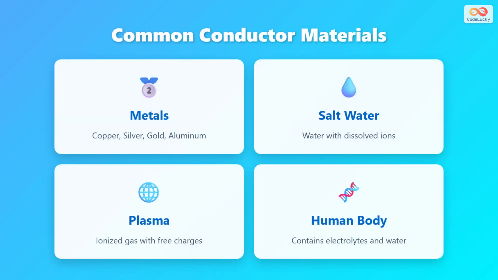So what materials are good conductors? First, we have metals like copper, silver, gold, and aluminum. These are the most common conductors used in electrical applications. Second, salt water is an excellent conductor because dissolved ions can carry charge. Third, plasma, which is ionized gas containing free charges, conducts electricity very well. Finally, even the human body is a conductor because it contains water and electrolytes. This is why it's so important to be careful around electricity, as current can flow through your body.